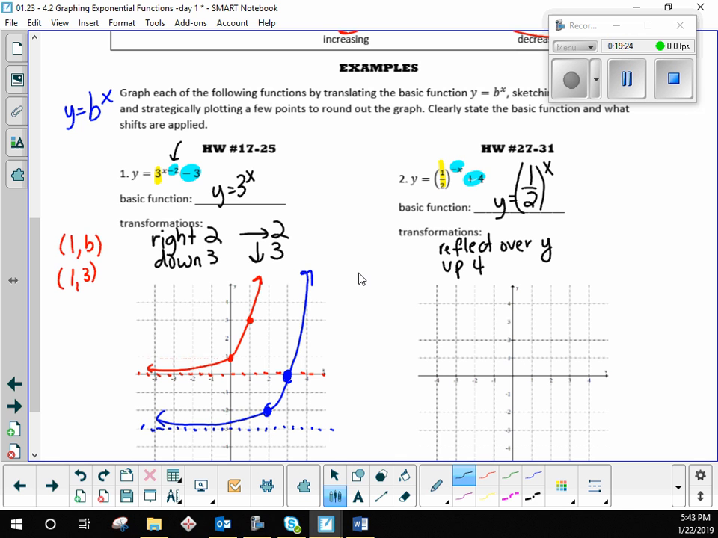So here's my basic function: (0, 1) always, and then (1, whatever your b is). And our b here is 1/2. Okay, so I have a point at (1, 1/2). And you'll notice that automatically shows me that my graph is doing this. And I have a horizontal asymptote here.